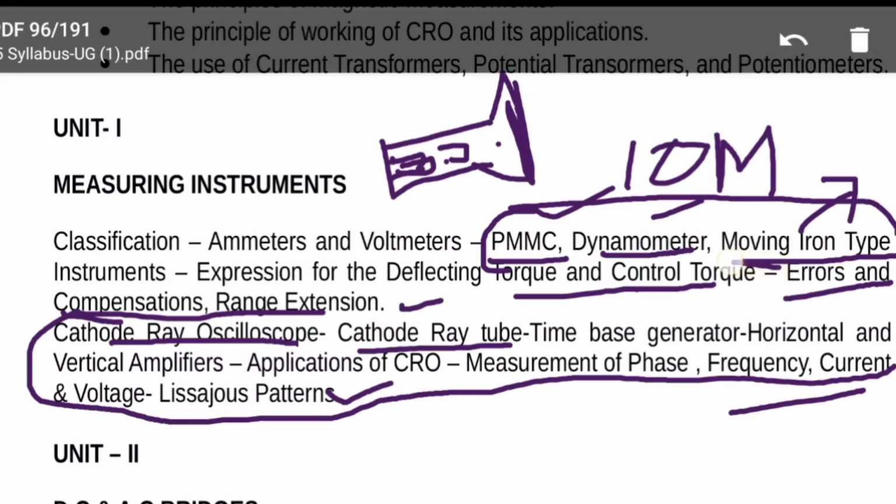Moving iron instruments are used for AC measurements as well as DC. Inductance will come in moving iron instruments. Phase and frequency, Lissajous patterns. These are the various important topics related to measuring instruments.